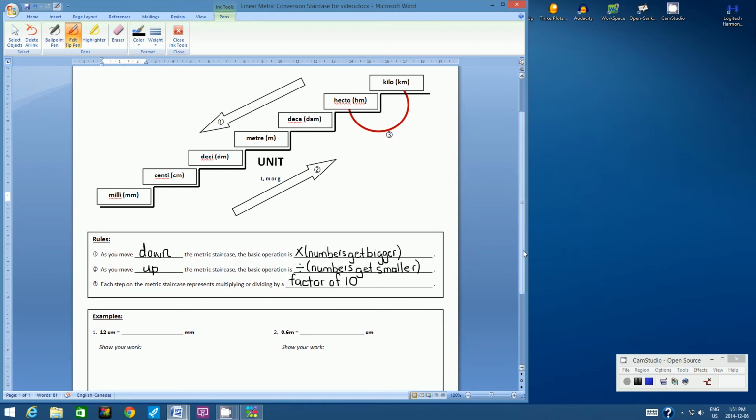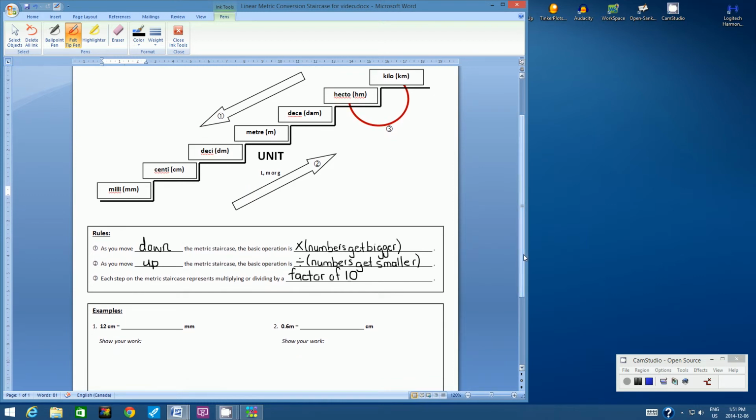We're going to do the first two as our examples. All right, example number 1. 12 centimeters equals how many millimeters? So let's have a look at the metric staircase. We're going to start at the centimeter step and we're going to move to the millimeters. So here's how you show your work. The first thing is, let's write what we're asked to convert: centimeters to millimeters. What does that represent? If we're on the centimeter step and we move to the millimeter step, we are moving down the metric staircase. And how many steps are we moving? We are moving down 1 step.